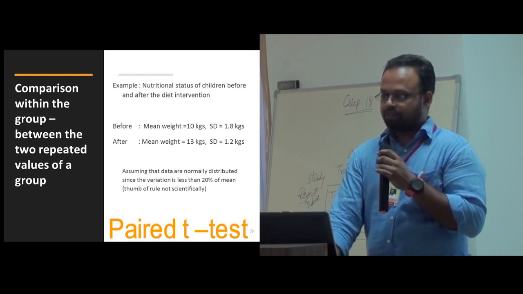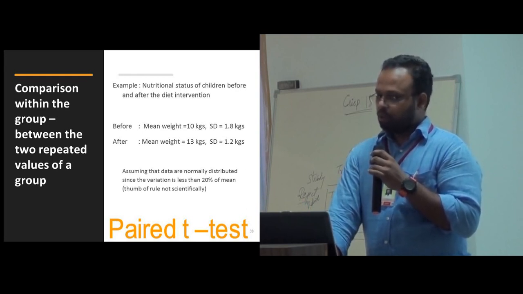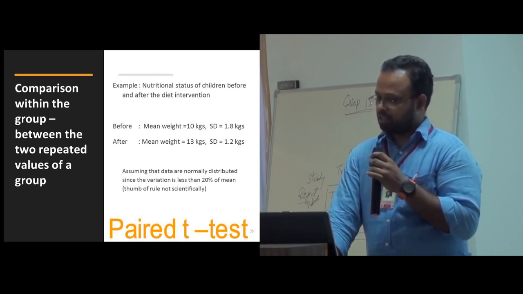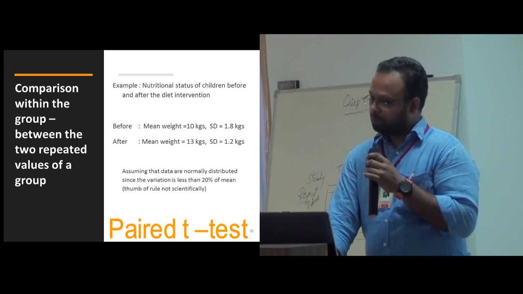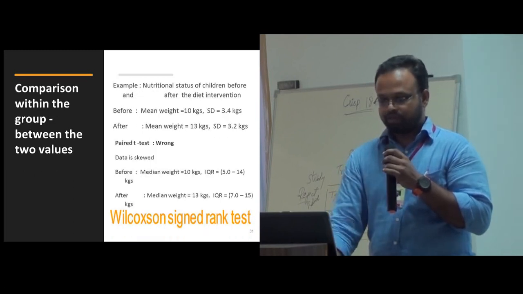Comparison within the group between two repeated values. Nutritional status of the children before and after diet intervention. Paired test is the choice. Paired test is the right answer. Now answer the question for yourselves.